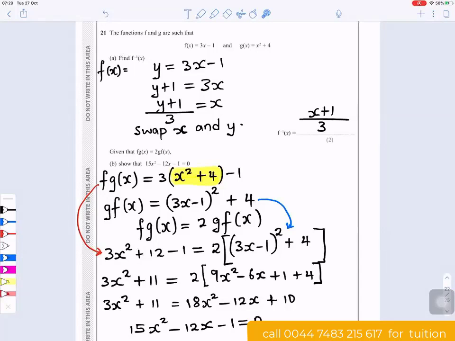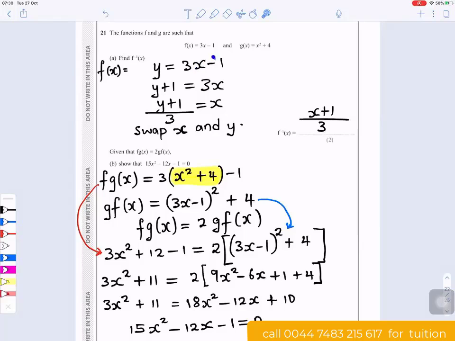Question number 21. The functions f and g are such that f of x is equal to 3x minus 1 and g of x is equal to x squared plus 4. Find f inverse of x. So f of x is given as 3x minus 1. We can call f of x as y to make it easier to write. Now what we want to do is make x the subject. When we make x the subject, we can swap x and y at the end.